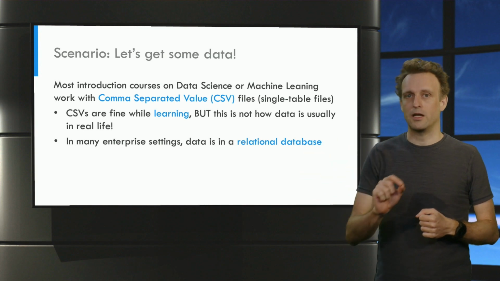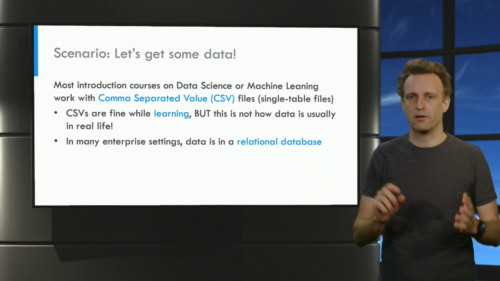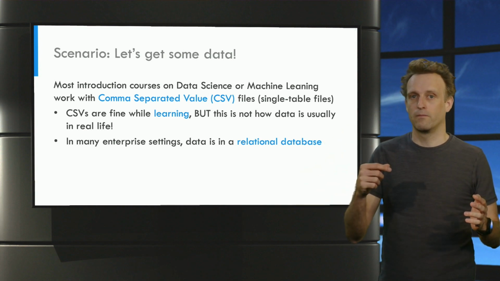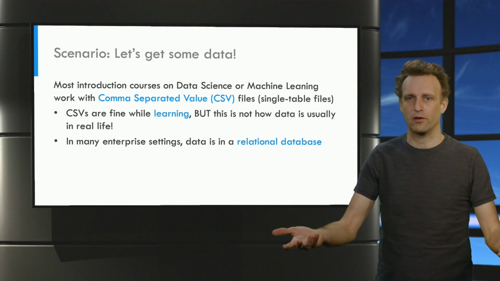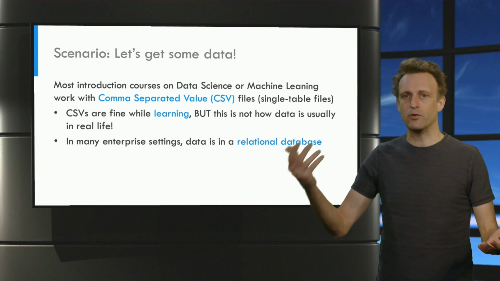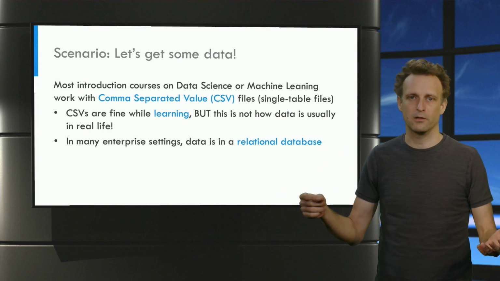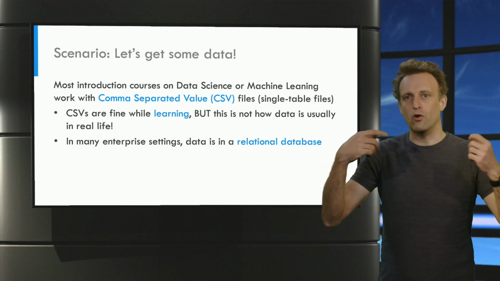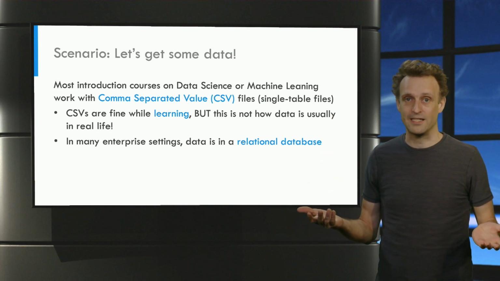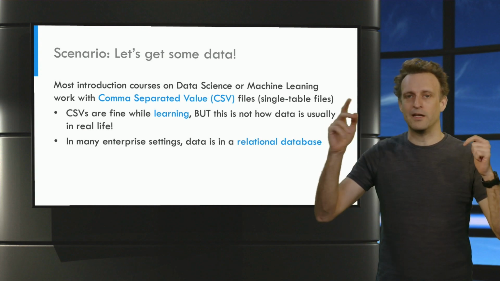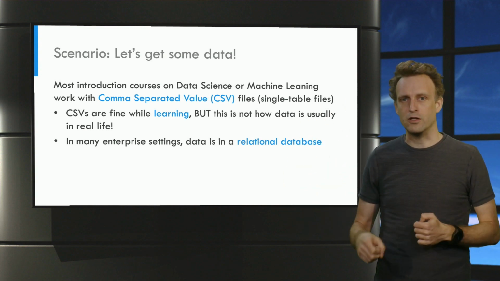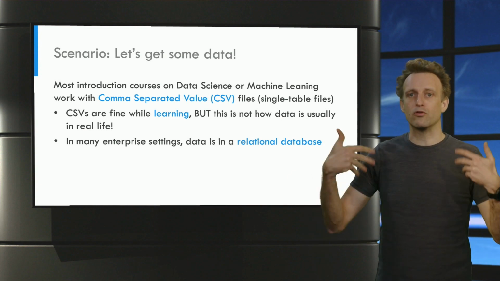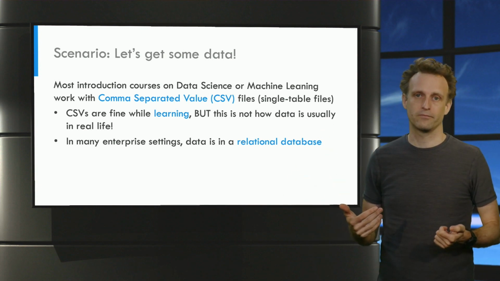The reason is that most introduction courses to data science or machine learning work with comma-separated value files. Also, many training data repositories like Kaggle distribute datasets in the CSV format. Well, this is perfectly fine when training or learning to develop machine learning applications, but as soon as you end up in a real-world scenario where you need to extract data from an existing database, you need to be able to deal with relational databases.